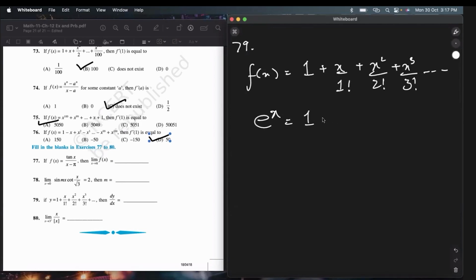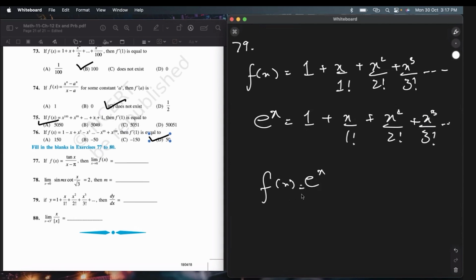So f(x) is nothing but whatever is written in the question. This is e^x in expanded form going till infinity, right? So your f(x) is nothing but e^x. Now you have to find f dash x. So you'll just differentiate e^x, you'll get e^x again. So that is what you have to write over here.